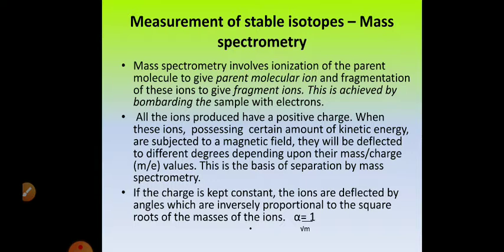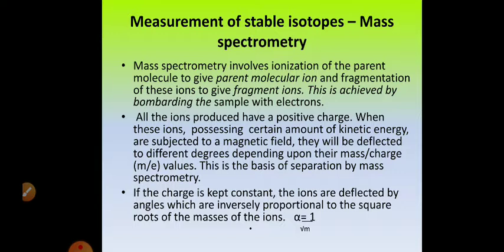When these ions possessing a certain amount of kinetic energy are subjected to a magnetic field, they will be deflected to different degrees depending upon their mass to charge ratio, that is, m by e values. This is the basis of separation by mass spectrometry. How are they separated, how are they identified, or how are they measured?